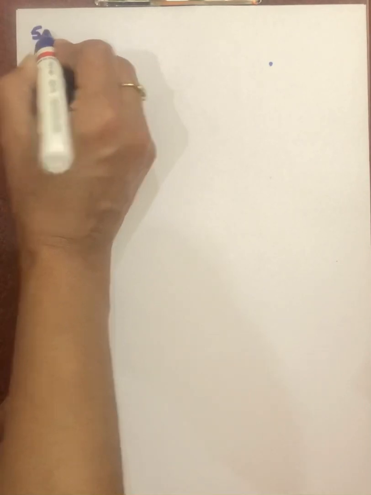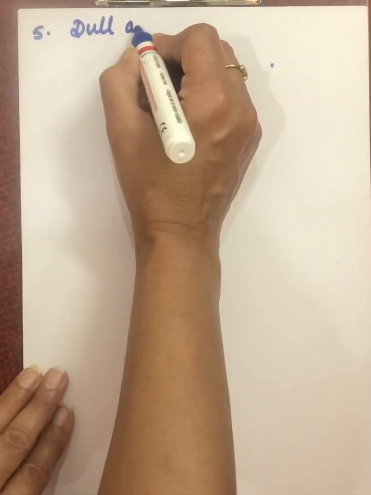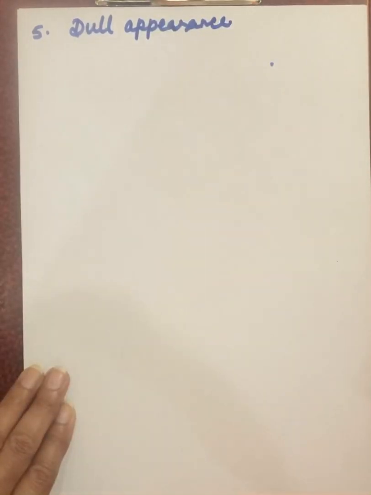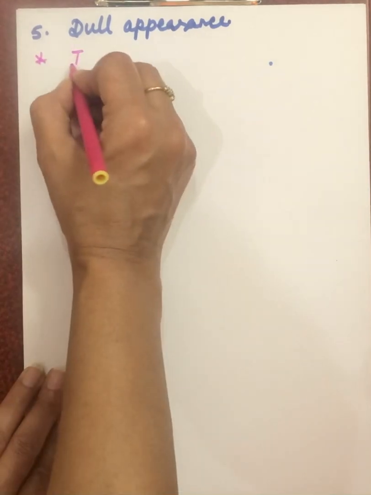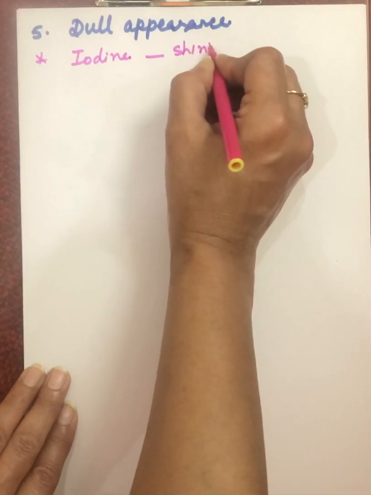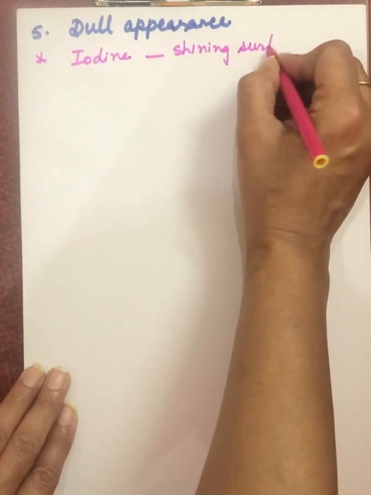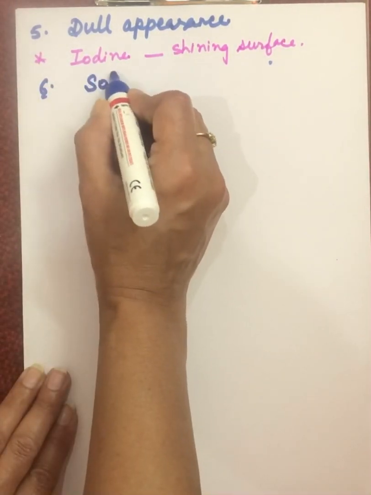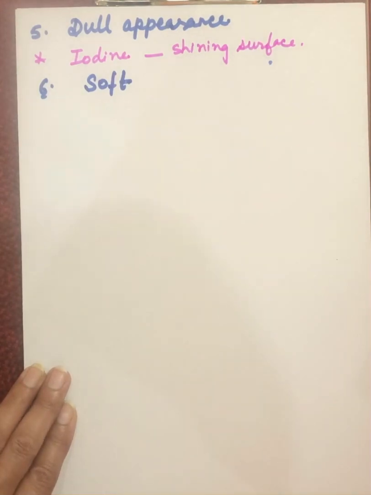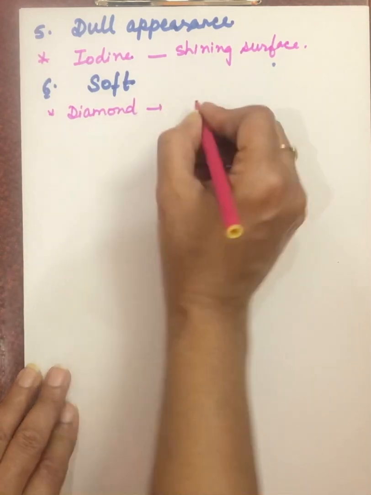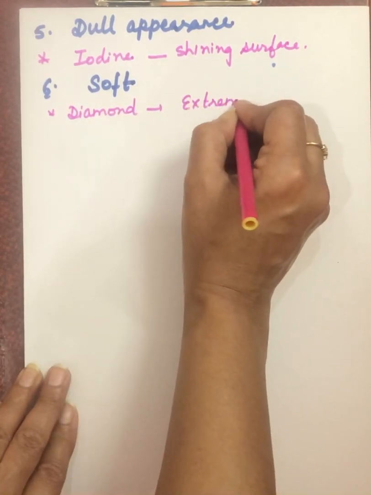Next property. Non-metals have a dull appearance. Metals have a shiny surface. Non-metals have a dull appearance. But the exception here is iodine, which has a shiny surface. Next property, non-metals are generally soft, but the exception here is diamond, an allotrope of carbon. It is extremely hard.